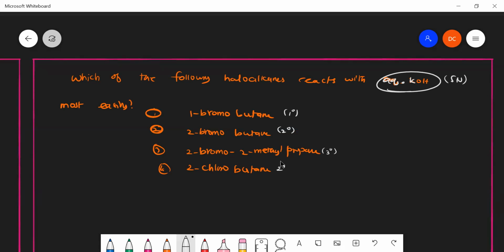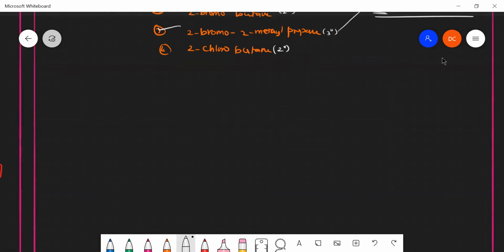Again 2-chlorobutane, 2 degree. Now we know that aqueous KOH means preferentially involving the 3 degree alkyl halide, because that forms a more stable 3 degree carbocation during the course of the reaction. That forms a more stable carbocation. So answer C is the answer. 2-bromo-2-methylpropane is the answer. Okay, so you can answer.